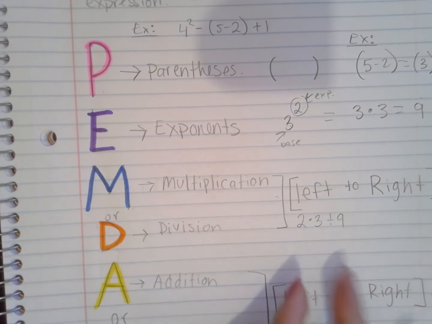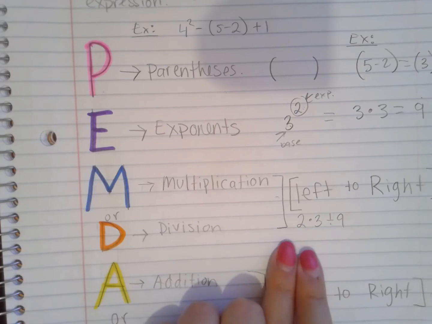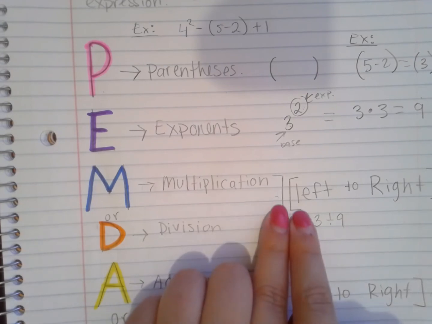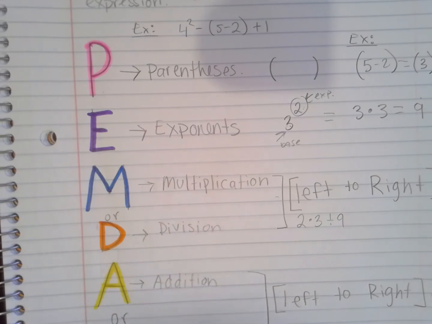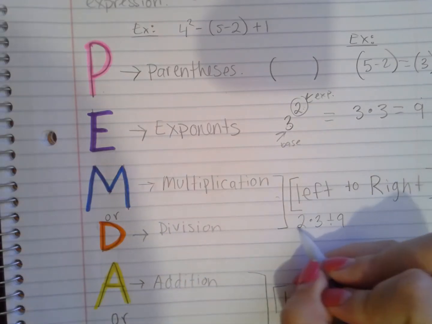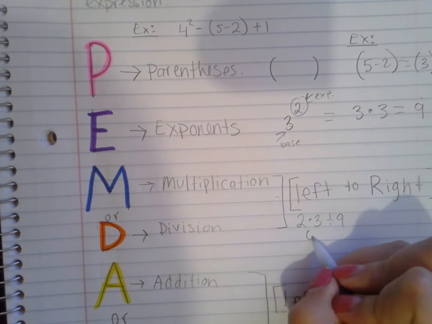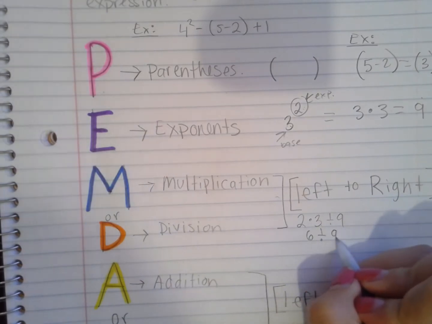So when we're in a situation like this, what I want you to remember is that you're going to go from the left to right when you only have multiplication and division problems. So in this case, I'm going to go 2 times 3, which will give me 6. Divided by 9.